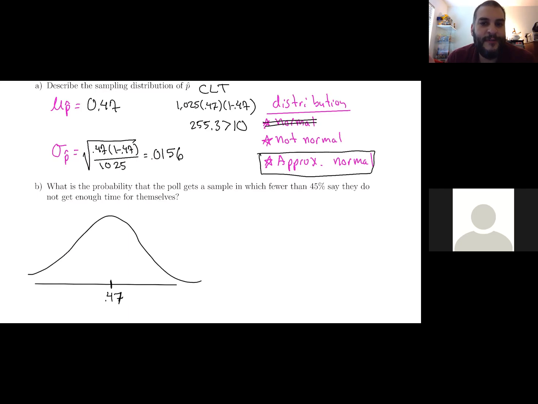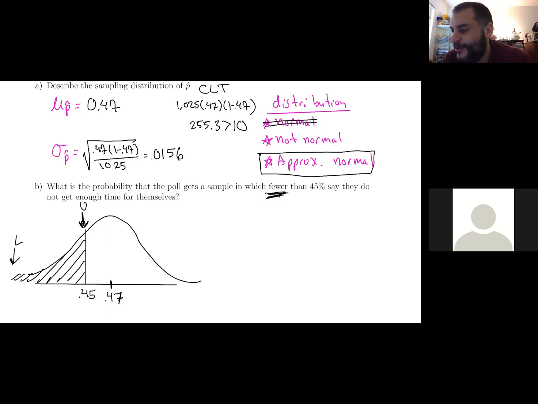If you look at it, we want to find the probability that fewer than 45% say they do not get enough time for themselves. So 45 is smaller than 47, so you put it to the left of it. We want fewer than 45% to say this, so we want to get the left side out. All right, so that should be the drawing. Hopefully from that drawing, you should be able to see what the upper bound is, because this is the lower bound.